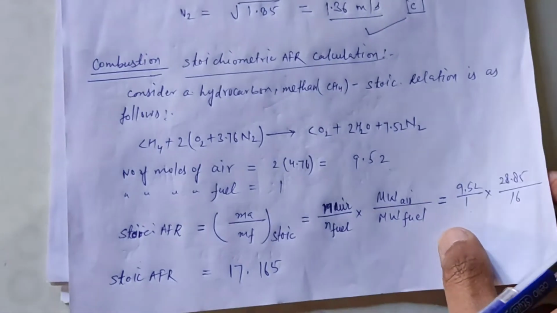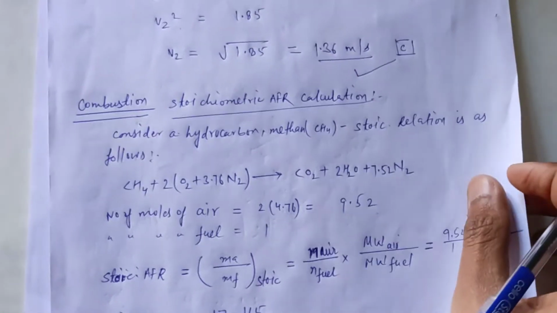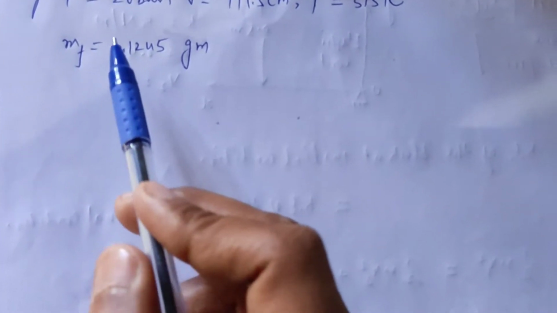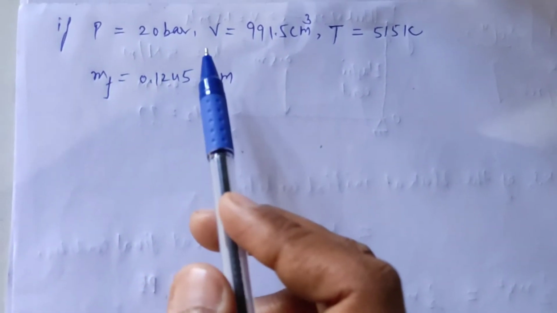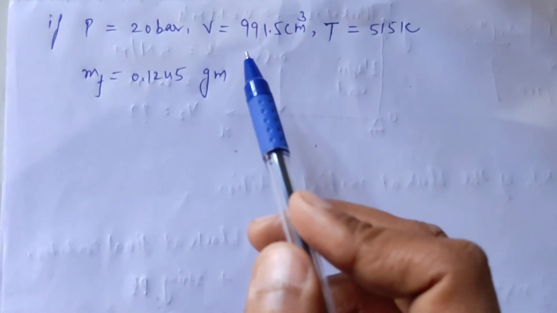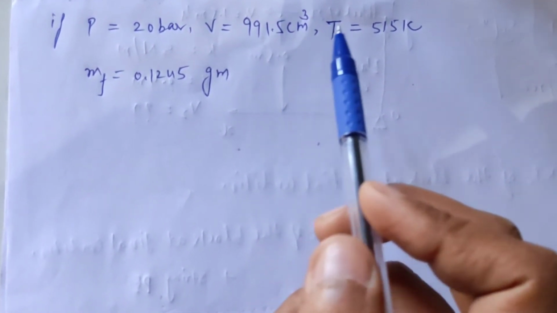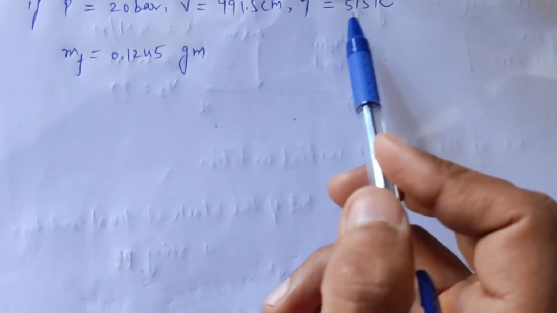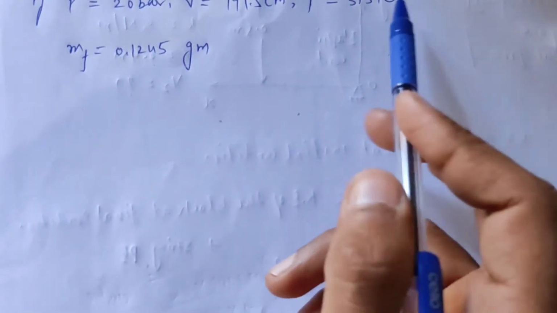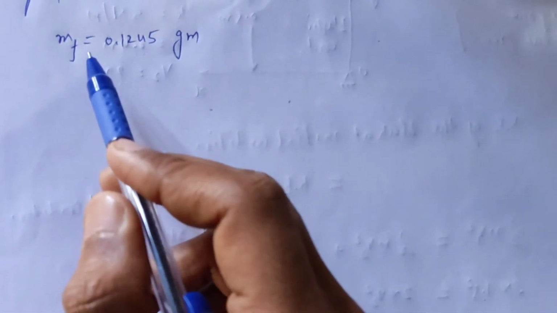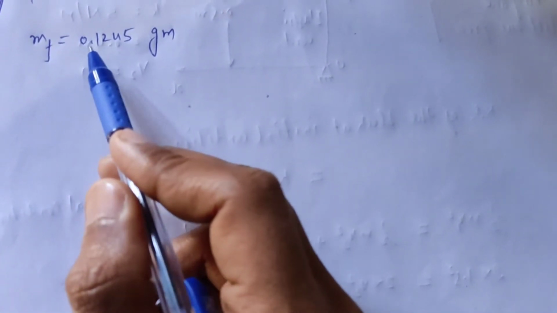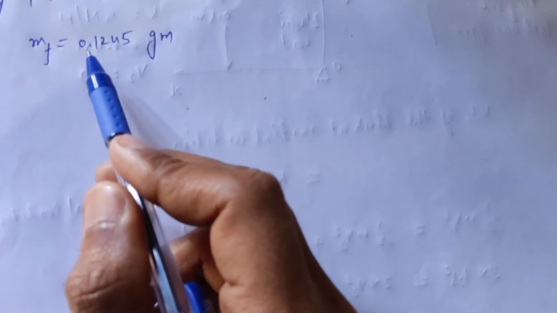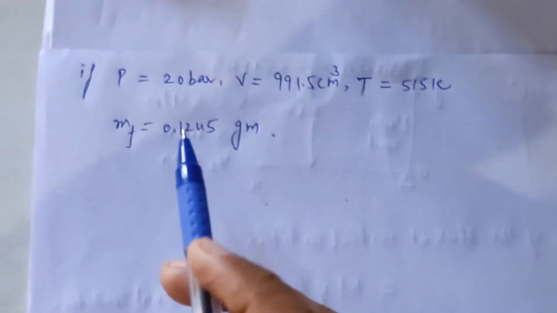Now for the calculation of the equivalence ratio, we need to calculate the actual air fuel ratio. So if we consider the pressure is equal to 20 bar, the volume of the combustion chamber is 1.5 centimeter cube, and the temperature is equal to 515 Kelvin. And the mass of fuel which is flowing is equal to 0.1245 gram. So here we need to calculate the mass of air.